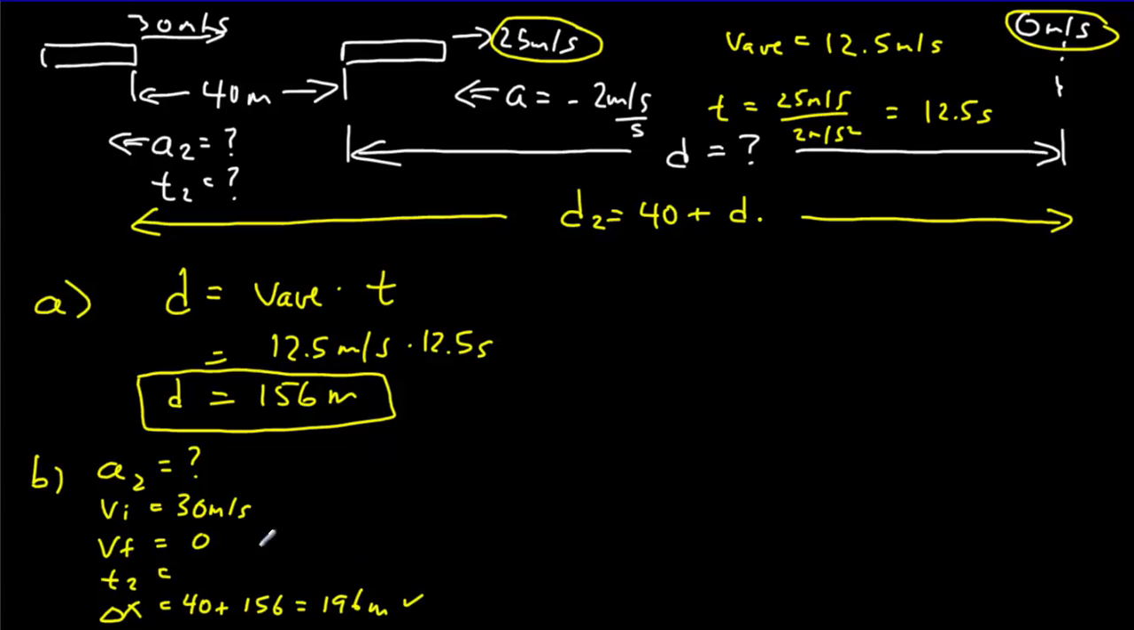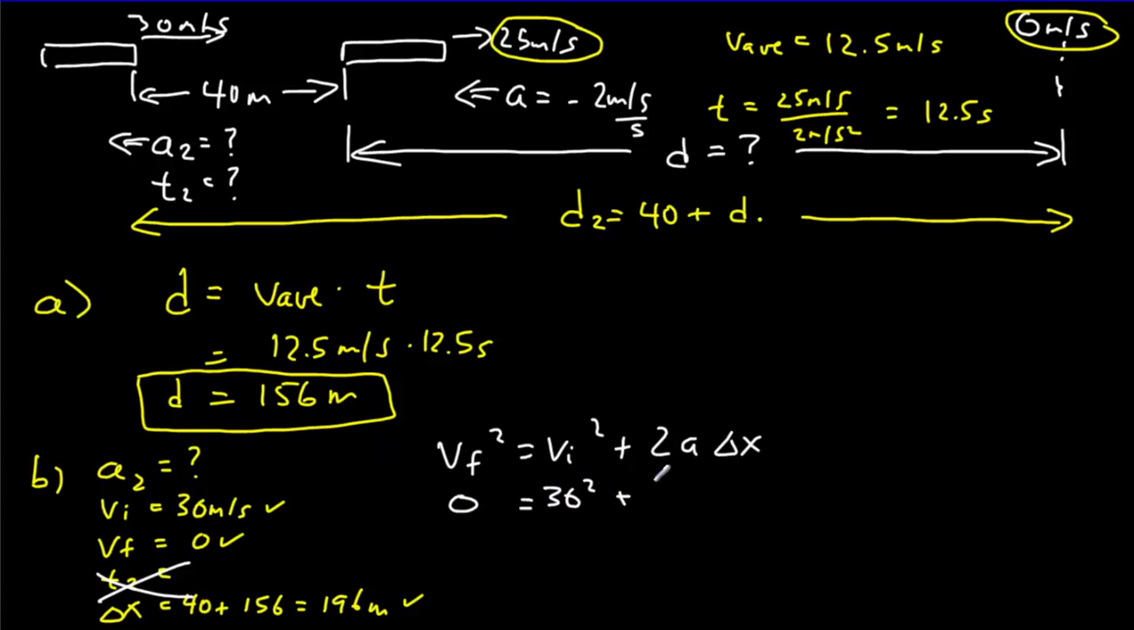So we know delta x, we know vi, we know vf, and we're asked for a. And so that means that we're leaving time out of the equation. So we're going to want to use our no-time equation. We're going to say vf squared equals vi squared plus 2a delta x. So we've got 0 equals 30 squared plus 2 times the acceleration that we're trying to find out, and 196 for delta x. If you work that out, you should get an acceleration here of negative 2.3 meters per second every second, or meters per second squared.